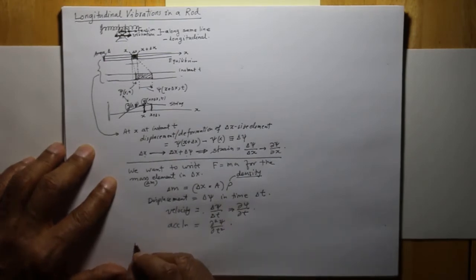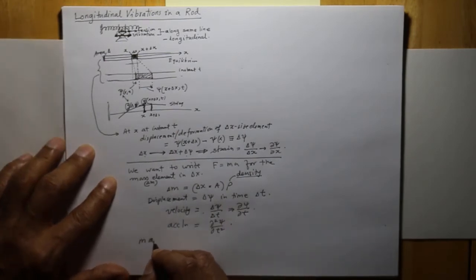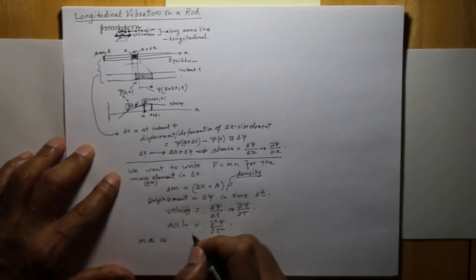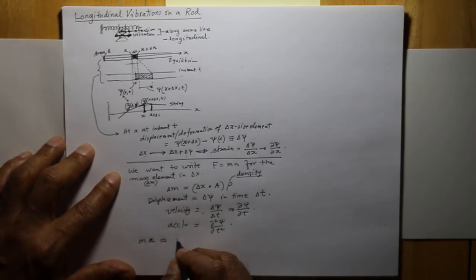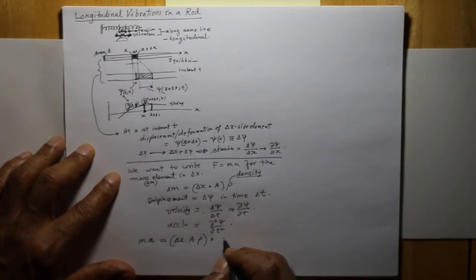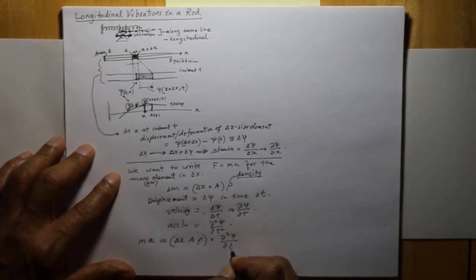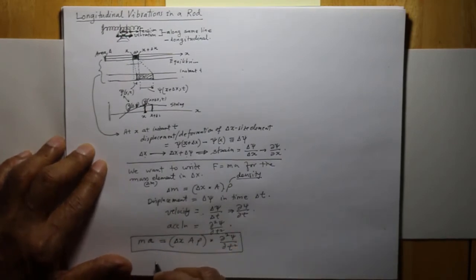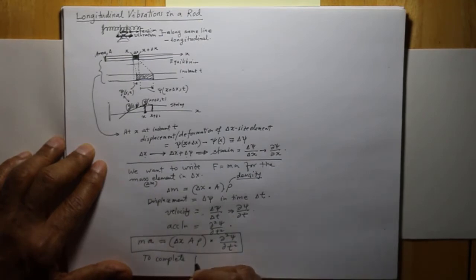So mass times acceleration, it's all x components. We have a mass written down there, delta x times A times rho, that's the mass, and d square psi dt square. So this is mass times a.